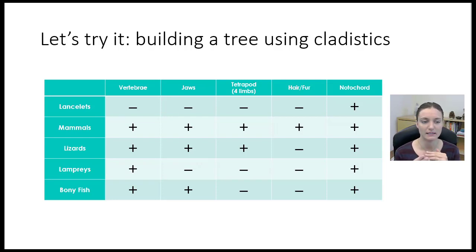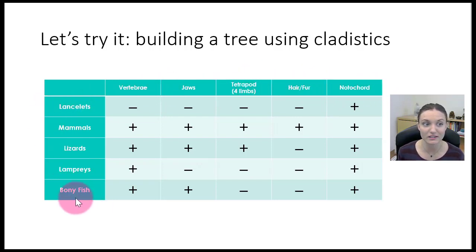So cladistics is this idea that we can infer the relationship of organisms based on the number of shared characteristics that they have. And it's assumed that the higher proportion of characteristics that organisms share, the more recently they diverged from that common ancestor. So we are going to use these characteristics right here: vertebra, jaws, tetrapod, meaning 4 limbs. Do they have hair and fur? And do they have a notochord? So these are physical characteristics.